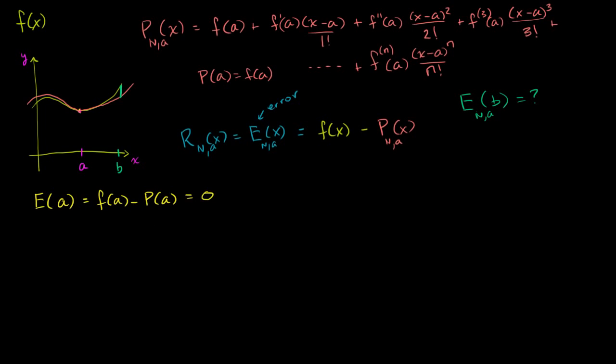Now let's think about something else. Let's think about what the derivative of the error function evaluated at a is. Well, that's going to be the derivative of our function at a minus the first derivative of our polynomial at a. And if we assume that this is higher than degree 1, we know that these derivatives are going to be the same at a. You can try to take the first derivative here.